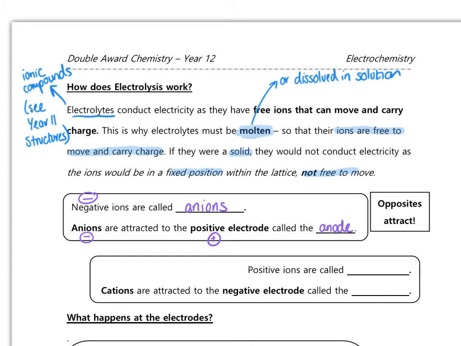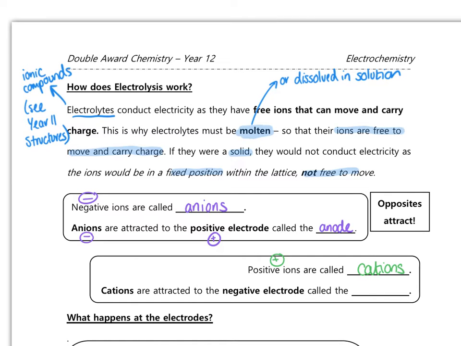So make sure that's clear in your head that anions are negative, the anode is positive. Why is that? Well, it's because oppositely charged ions attract. So make sure that that's really clear in your head. On the other hand, positive ions are called cations. So positive ions are called cations. That's the term we met in year 11.